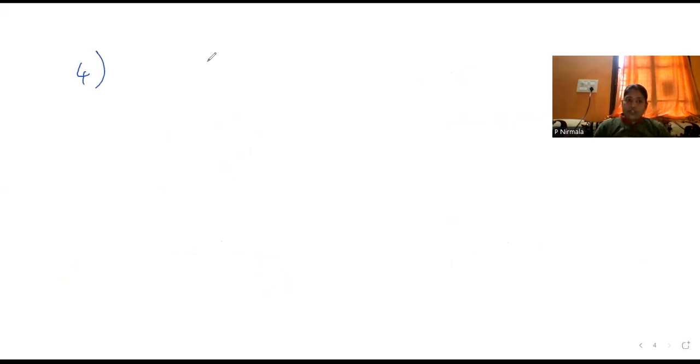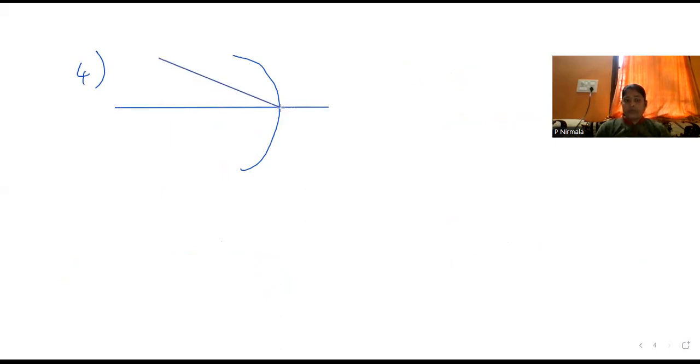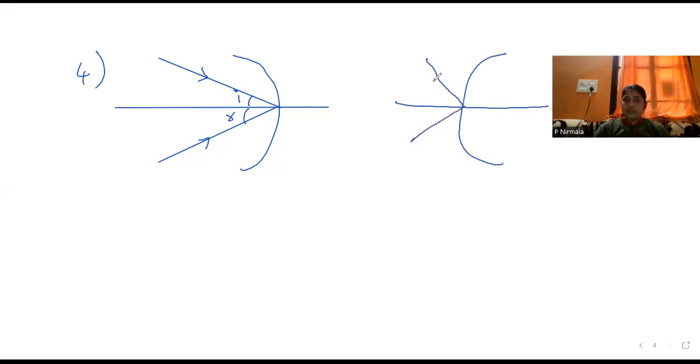Next, the fourth case. Look at the fourth case. The light ray is incident to the pole and it's reflected like this. That means here, i equals r. The same we can observe in the convex mirror. I already told you the same properties. This is the representation of images formed by the spherical mirror.